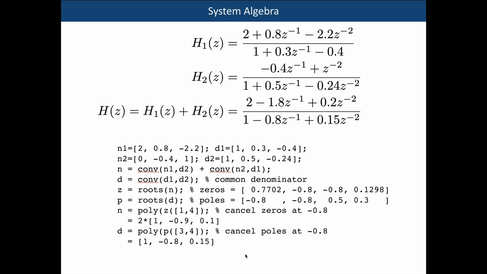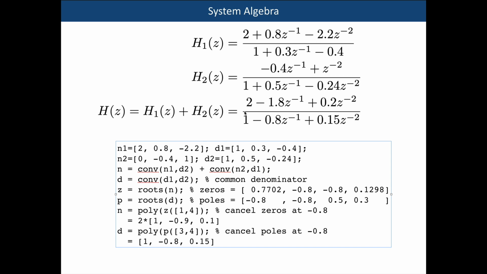Let's take a look at an example here, a numerical example of systems algebra. So here I have a system, H1, and another system, H2. And let's suppose that these are in parallel cascades so that the combined response would be the sum. How would we calculate this in MATLAB? Well, let's suppose N1 and D1 are vectors that represent the numerator and denominator polynomials of H1. And the same is true for H2. N2 and D2 are vectors that represent its numerator and denominator.